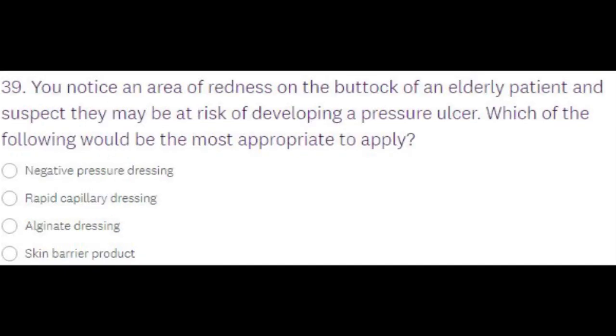Question number 39. You notice an area of redness on the buttock of an elderly patient and suspect they may be at risk of developing a pressure ulcer. Which of the following would be the most appropriate to apply? Option A, negative pressure dressing. Option B, rapid capillary dressing. Option C, alginate dressing. Option D, skin barrier product. Skin barrier product is the right answer. Option 4 or option D is the right answer. These two questions somebody has asked me earlier, 38 and 39 questions. Okay.